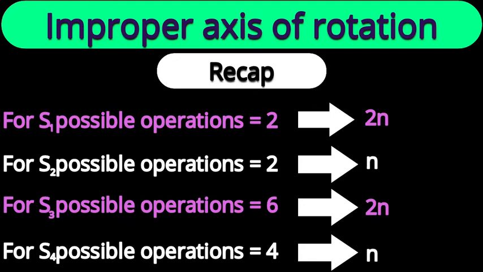For S2, 2; for S4, 4; for S6, 6; for S8, maybe 8. Sorry, if even is the order of the improper axis of rotation, then a number of possible operations equal to the order will be there, up to identity. Therefore, if you remember, previously while discussing the identity, I considered it can be Sn or S2n: Sn if n is even and S2n if n is odd. I hope you are getting this point.